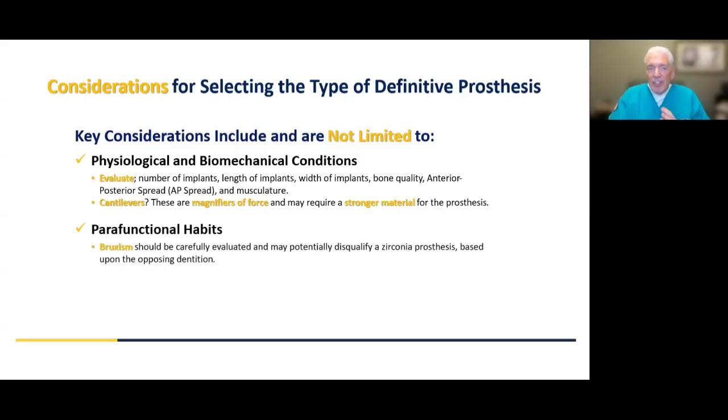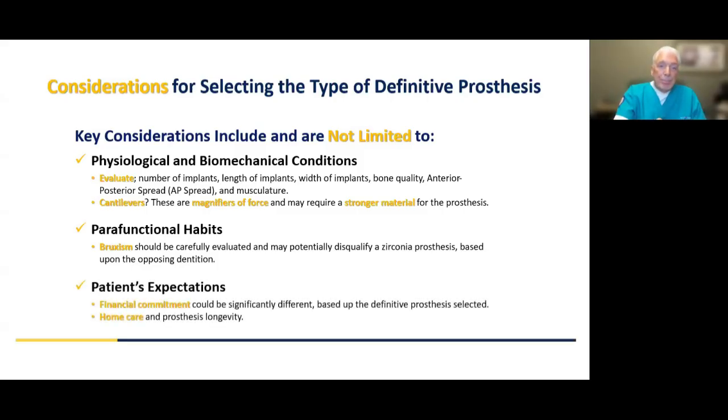So keep that in mind. Again, parafunctional habits, you evaluate those. With a zirconia prosthesis, there's no give. There's no periodontal ligament here. Patients sometimes have very limited proprioception. They may not really realize how hard they're biting. So those are things to evaluate.